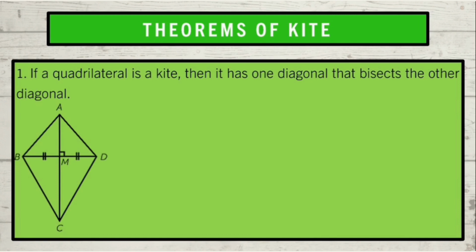Wow, great! We can only say that quadrilateral ADCB is a kite if and only if one of the diagonals bisects the other diagonal. As we can see in the figure, segment AC bisects segment BD. Therefore, segment BM is congruent to segment DM. Let us have an illustrative example.